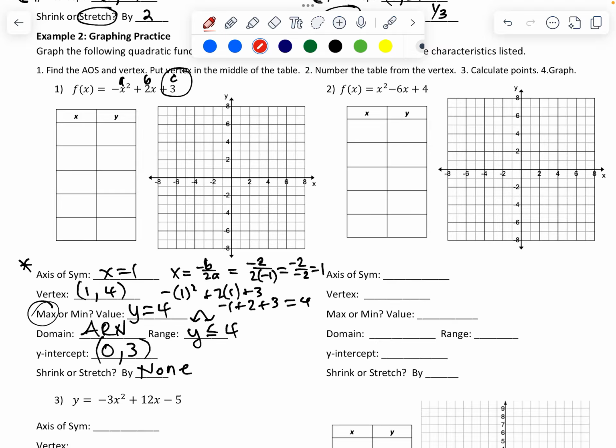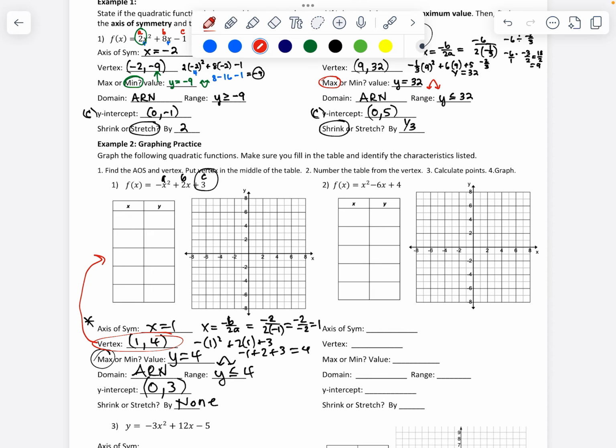Now we're going to take our vertex. This is what's important: that vertex has to go in the middle of the table. So we're going to put 1 and 4 right in the middle of that table, and we are going to number our graph from the vertex. So my x values are going to go in order: 2 and 3 at the bottom, and 0 and -1. So the x values are -1, 0, 1, 2, 3. The x values are based off of the x value of the vertex. We number them in order from the vertex.